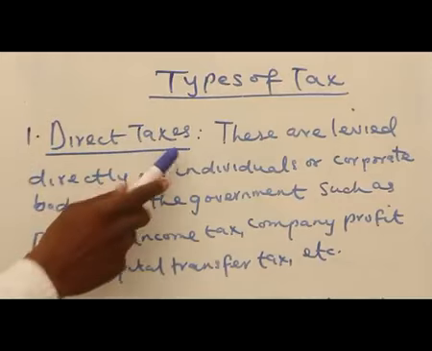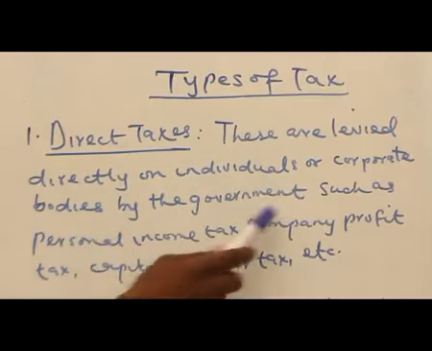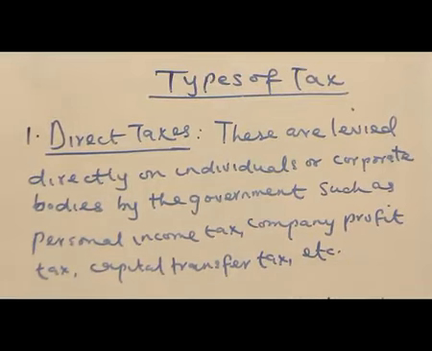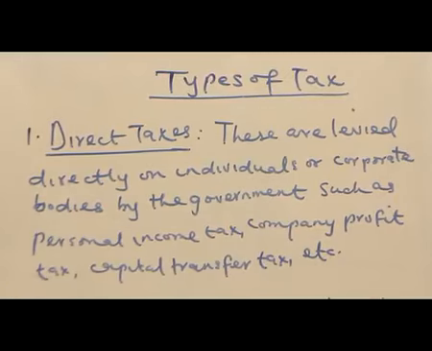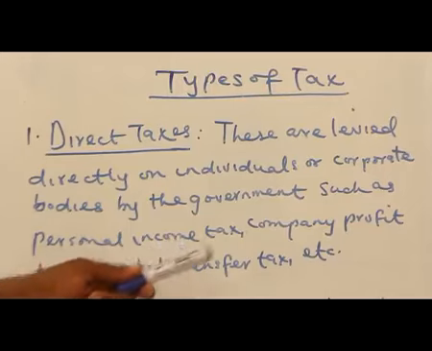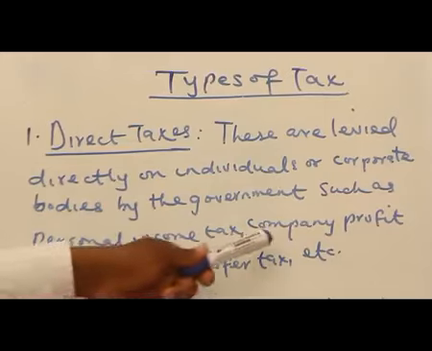Number 1, direct taxes. These are levied directly on individuals or corporate bodies by the government, such as personal income tax, company profit tax, capital transfer tax, and so on and so forth. So in terms of direct tax, we are talking about levies imposed on individual income, likewise on company profits. So that's what we call direct taxes. An example is what we mentioned as personal income tax. That is, from individual income, government carries out such tax. In terms of company profit tax, that is on companies, on corporate bodies, government does that on their profit.